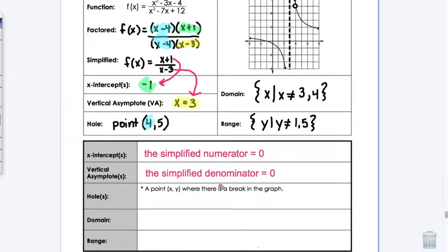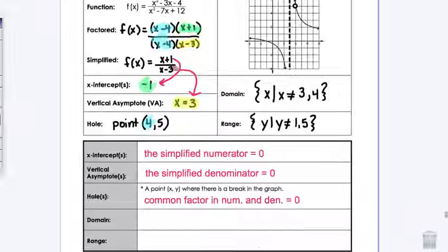Now, if I'm looking at the hole, it's a point (x, y) where there's a break in the graph, and you can see it right there in the graph. And I can see that it's the common factor in the numerator and denominator equal to 0. So if there's a common factor in the numerator and denominator after you factor, before you simplify, that is going to be your hole, and it's going to be the x value of the hole. What you can do is substitute it into the simplified version, because if you put it into the original, it would make the numerator 0 and the denominator 0. So we'll plug it into the simplified version to get the point.